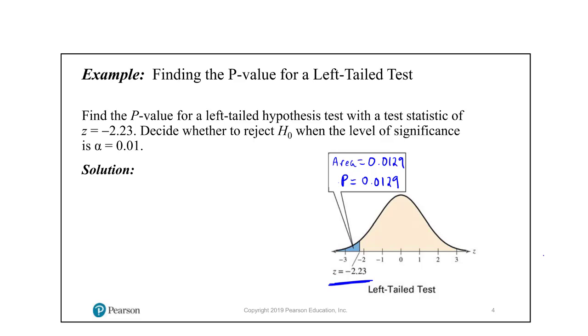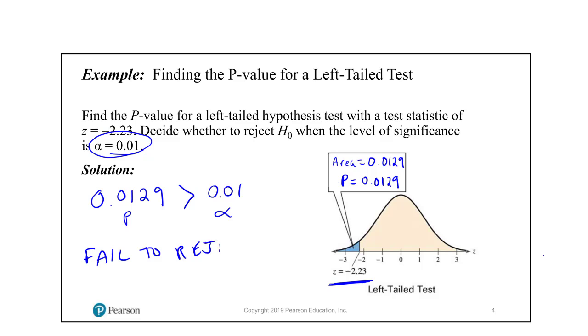All right, so we have 0.0129. This is the p-value. We want to compare it to 0.01, our alpha. 0.0129 is greater than 0.01. P is greater than alpha, so we fail to reject H0. That would be our decision.